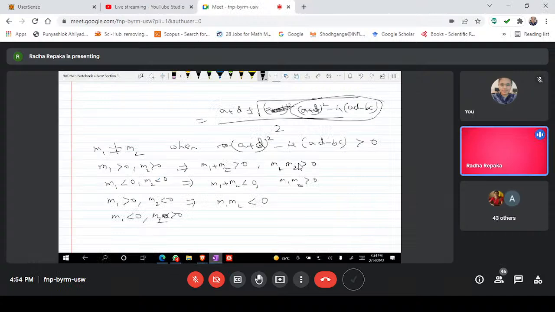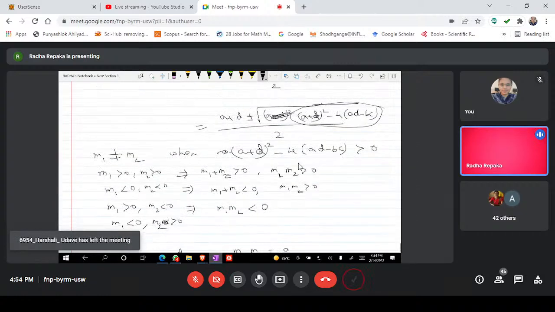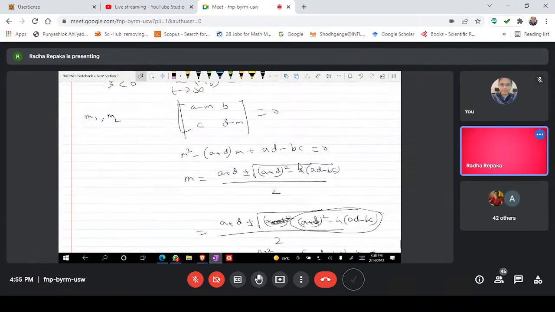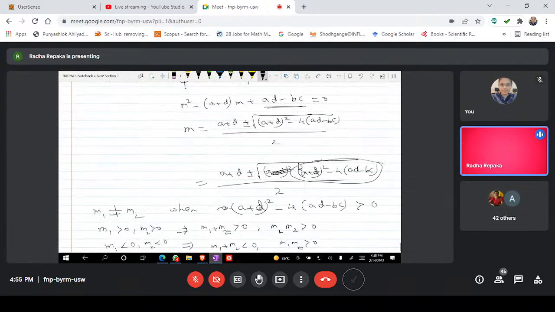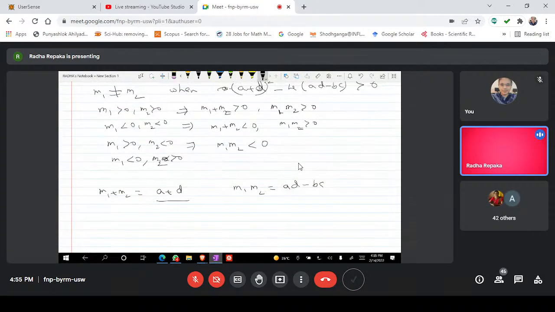But what is M1 plus M2? It is nothing but A plus D. What is M1 into M2? M1 into M2 is AD minus BC. So we can conclude that if A plus D is positive, AD minus BC is positive; A plus D is negative, AD minus BC is positive; and AD minus BC is negative.